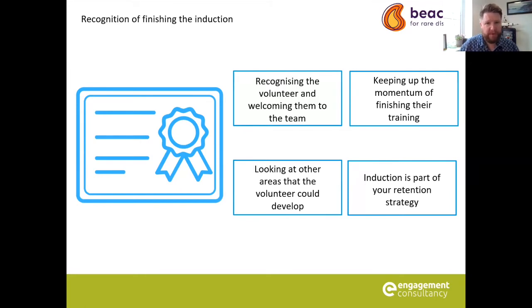And something that we always want to think about is that induction is part of your retention strategy. So one of the reasons why new volunteers can leave not long after it is again down to that quality of the induction.